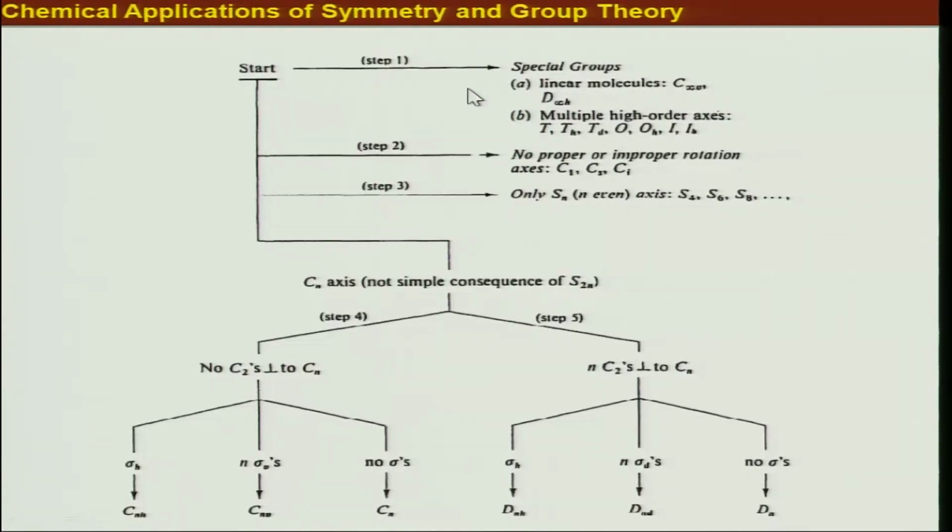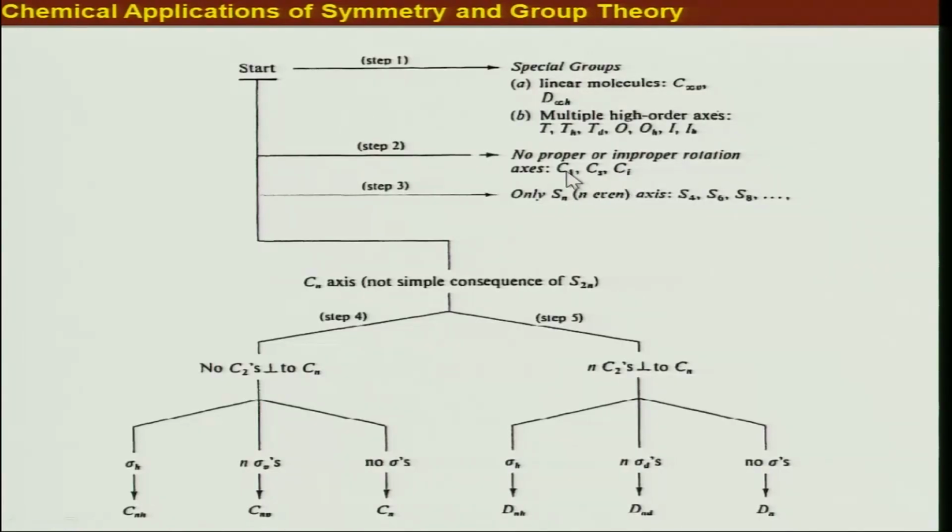So step 1 will give you certain point groups. Now once you answer the questions of whether the molecule is linear, and second, whether the molecular structure has multiple higher order axes, then you go to step 2. In step 2 you ask whether there are any proper axes of symmetry, or even an improper axis of rotation, and if the answer is no, then you have certain types of groups like C1, Cs and Ci.